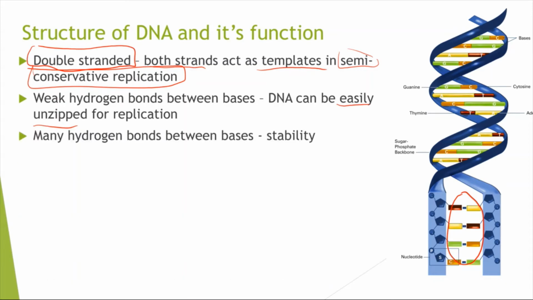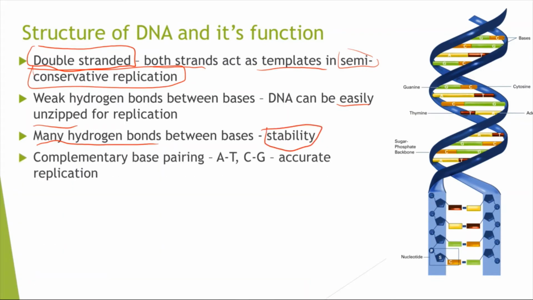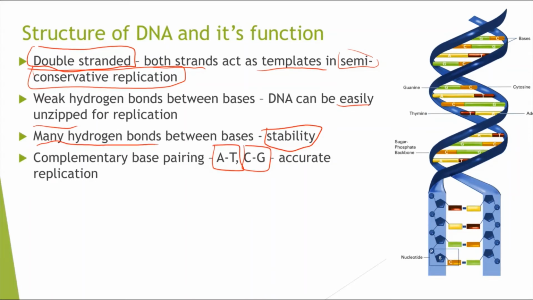And because it has many hydrogen bonds, every base pair has a hydrogen bond, this gives DNA stability. And because there is complementary base pairing, A to T, adenine to thymine, C to G, cytosine to guanine, this allows the DNA to have accurate replication.